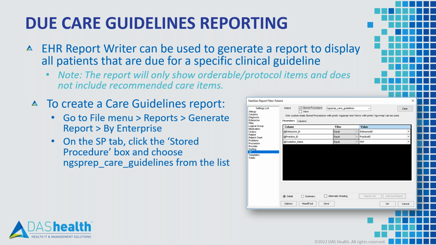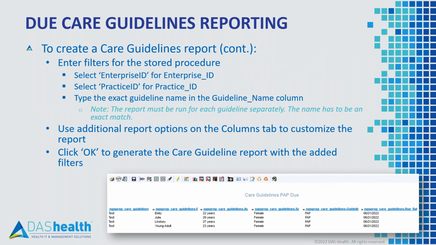You check off Stored Procedure up there at the top, and then built into your system, pre-installed, so nothing you should have to do, there should be a Care Guidelines Stored Procedure. We'll have to set up a few filters. So we will go through and select Enterprise ID under the Enterprise ID column, Practice ID under the Practice ID column. And no, that's not a trick. It is as simple as just matching those two up. And then you'll have to type in the exact guideline name in that guideline name column.